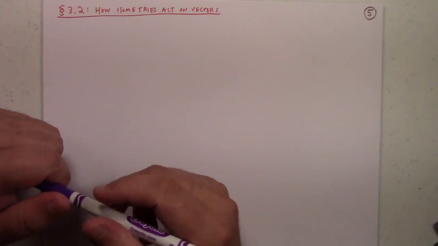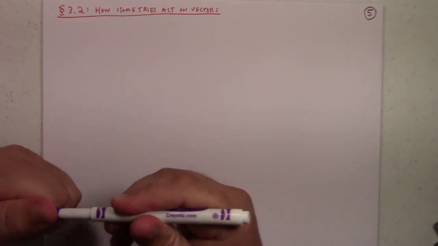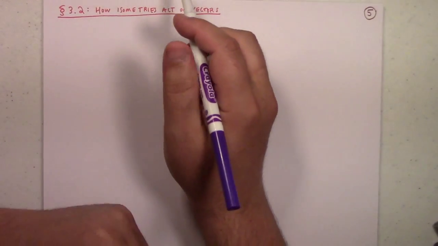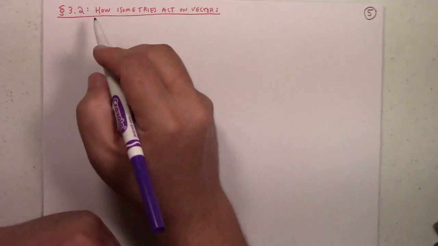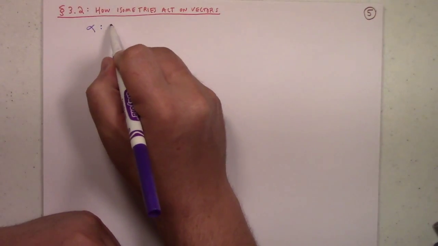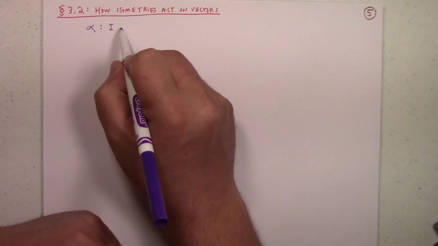Alright, so this begins part 2 of lecture 9. I just want to look at how isometries act on vectors, in particular vectors like velocity vectors or acceleration vectors along a curve. So suppose alpha from I to Rn.